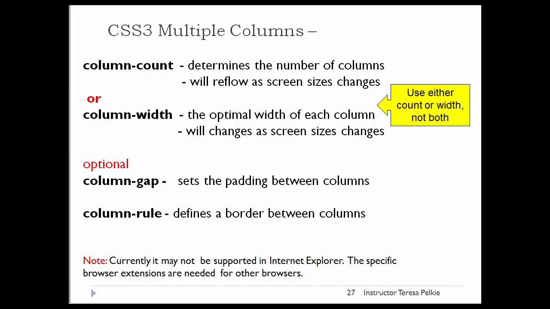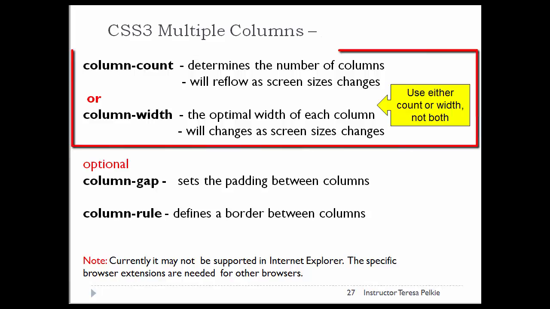How this works is we either have a column count or a column width property. If we use the column count, for example, set it to 2, it would determine how many columns. And as the screen or the area got bigger and smaller, they would just reflow. So that is more of a percentage variable, which works very well because it is responsive in nature.